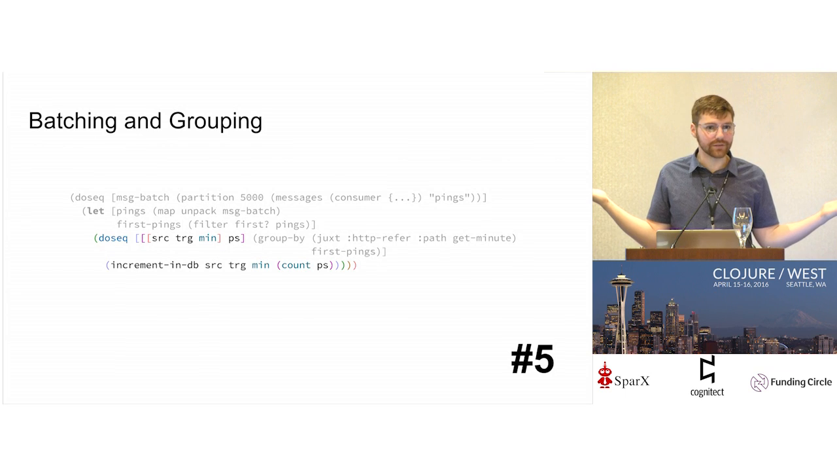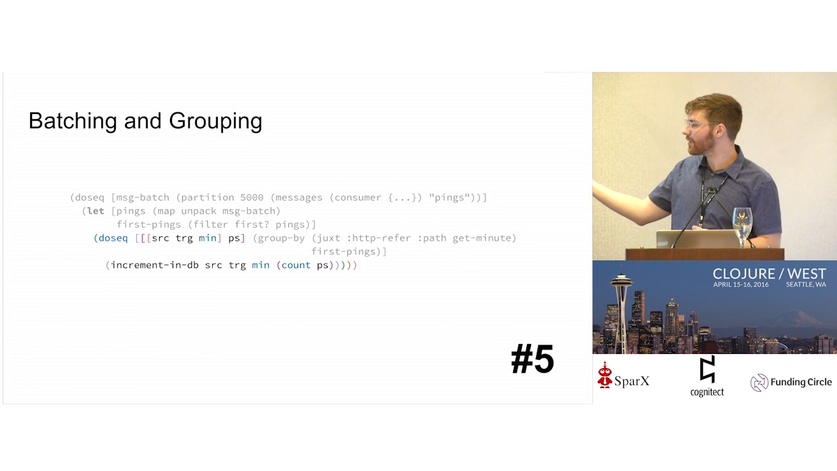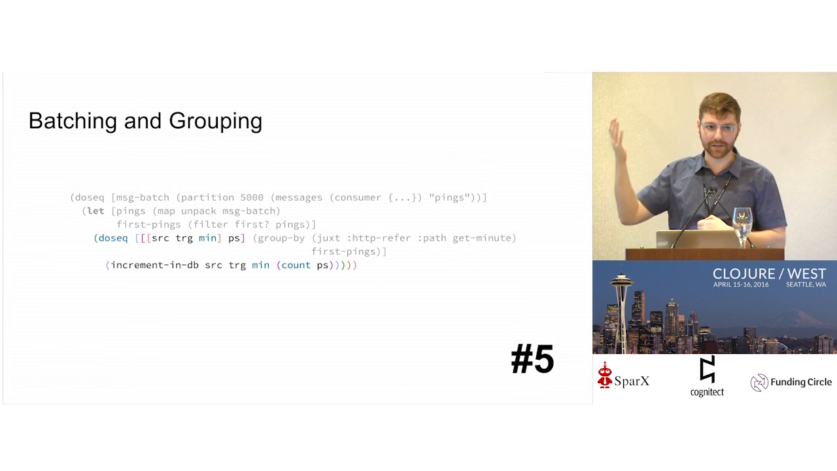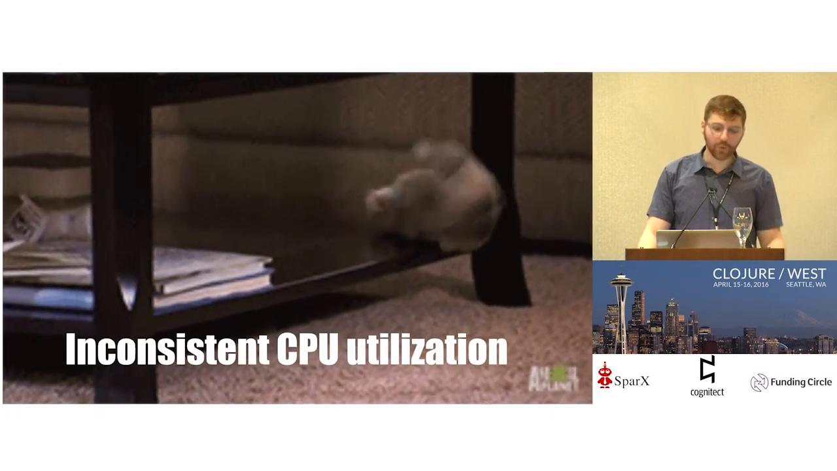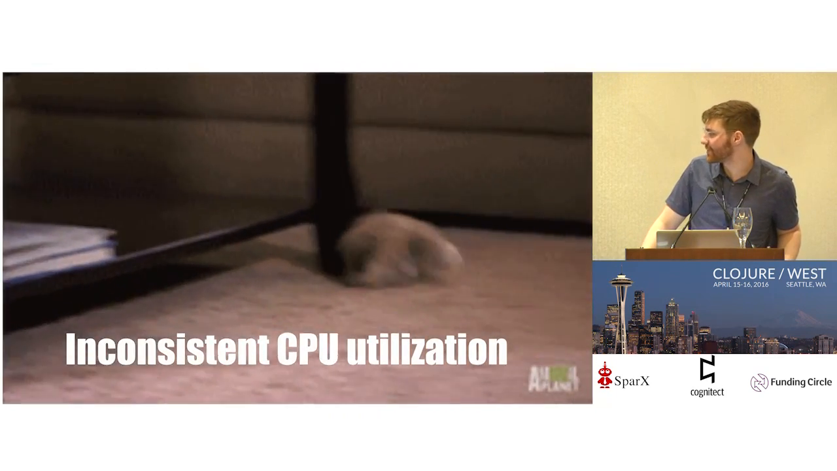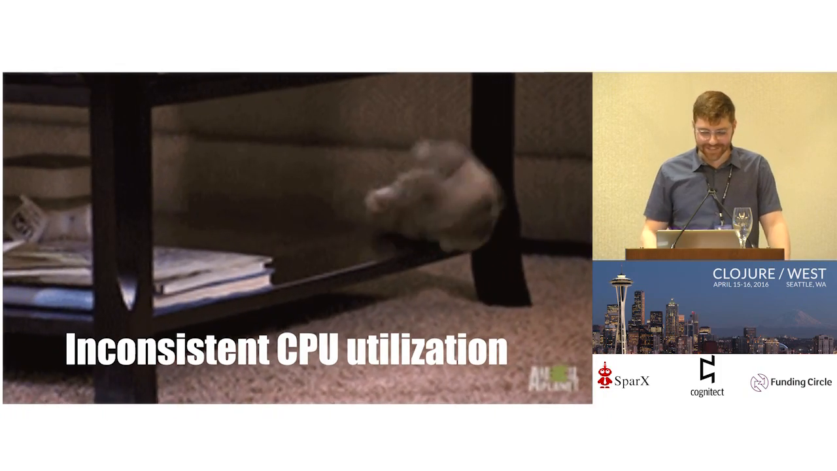We no longer have this issue with our writes to database. We've reduced them massively by doing this batching. Oh, but we're really inconsistent in the way that we're using our CPU. Now, what does that mean?